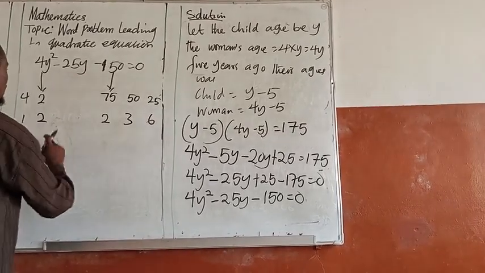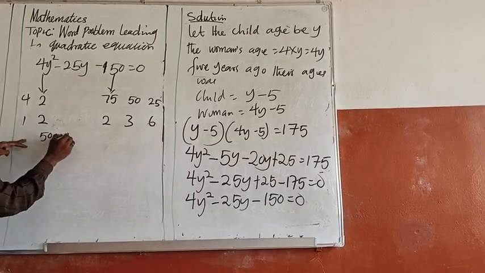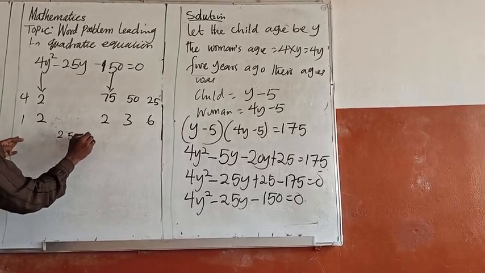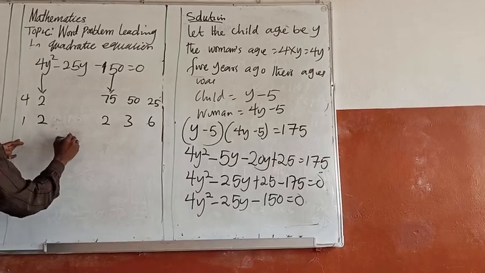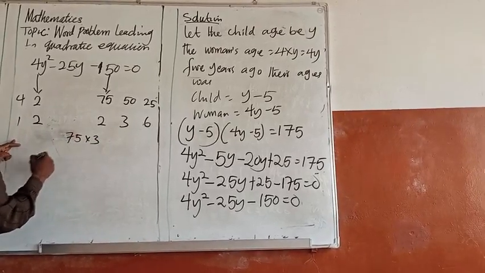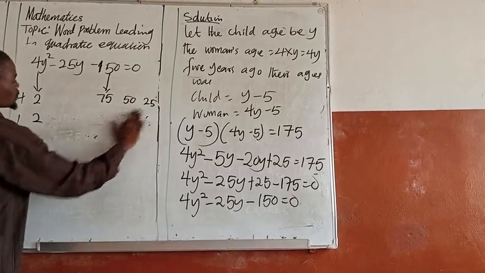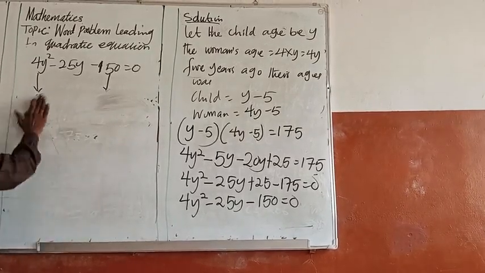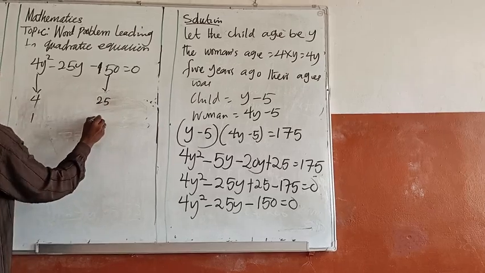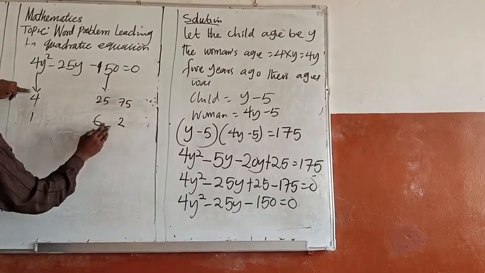So what am I going to do? I will use this one, 50. Let's say 50 times 3. It's not going to work. 25 times, okay, it's 50, 75 times 3. Okay, let's assume, let me use this one, 4 times 1. Then here is 25 times 6. We have 75 times 2.